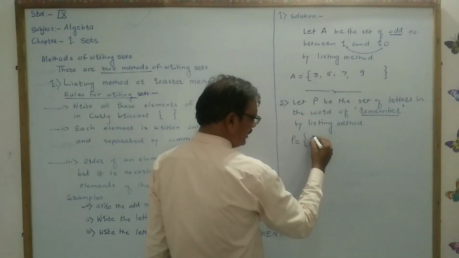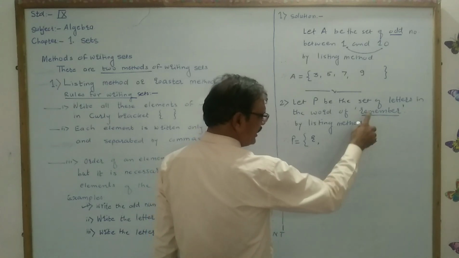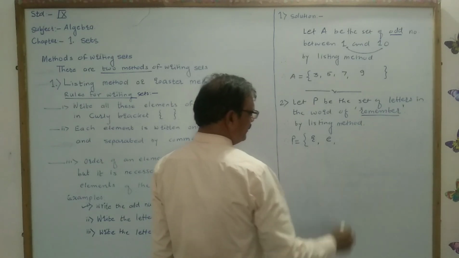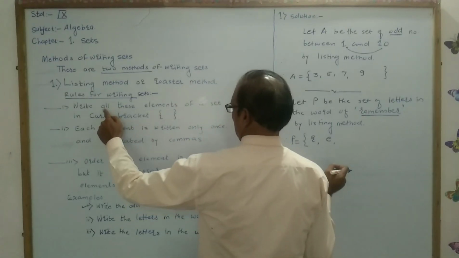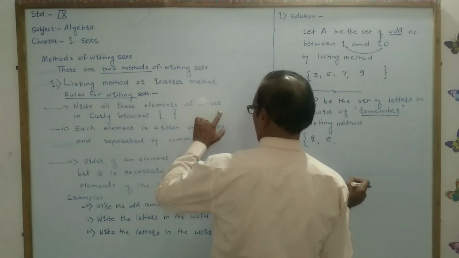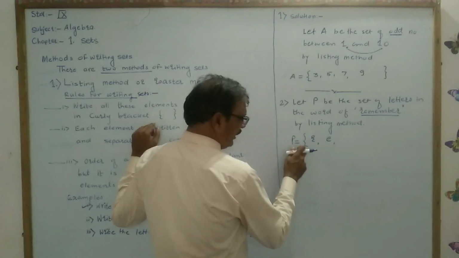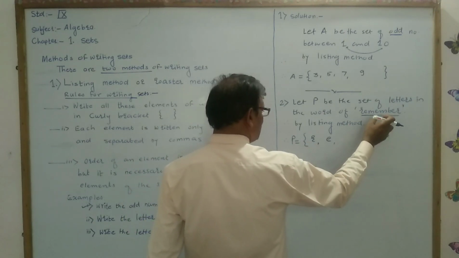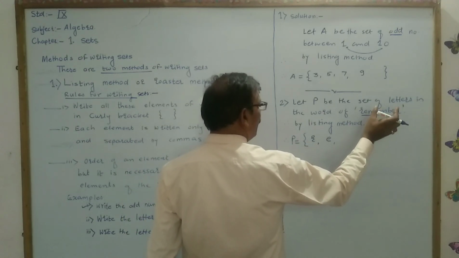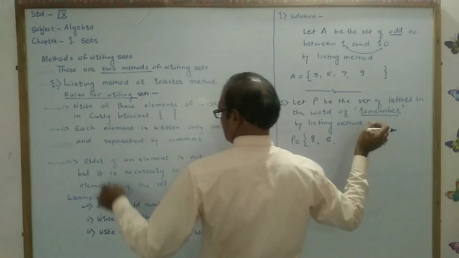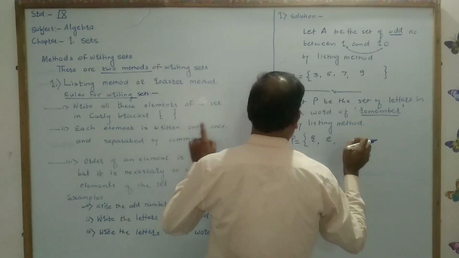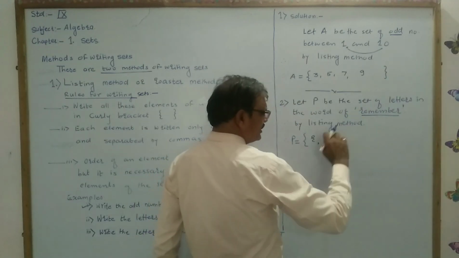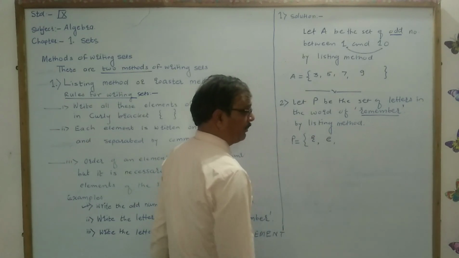First element, that is the R. Second is E. Here are some rules. Write all these elements of the set in curly brackets. I am writing curly bracket. I am writing all these elements in, remember, word. Each element is written only once. Means same element cannot be repeated.